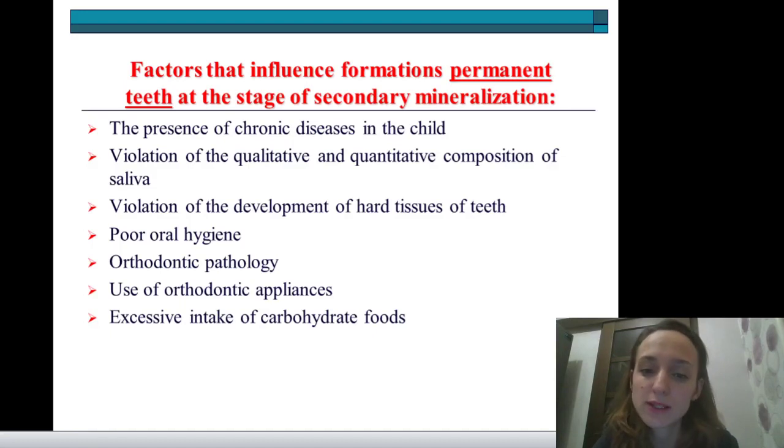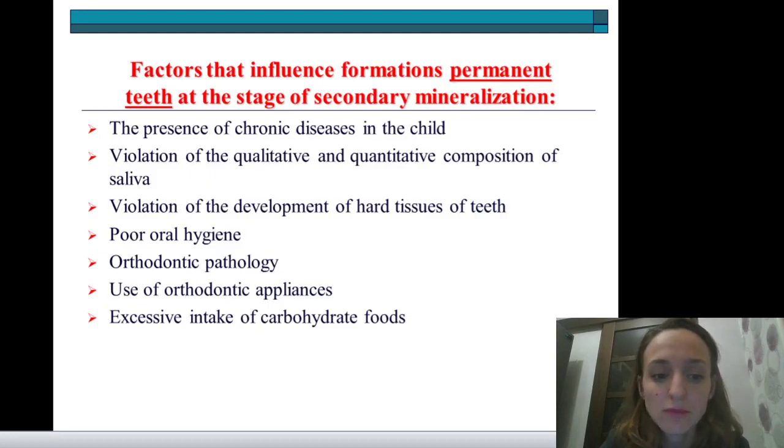Factors that influence the formation of permanent teeth at the stage of secondary mineralization: the presence of chronic diseases in the child, violation of the qualitative and quantitative composition of saliva, violation of the development of hard tissues of teeth, poor oral hygiene, orthodontic pathology, use of orthodontic appliances, and excessive intake of carbohydrate foods.